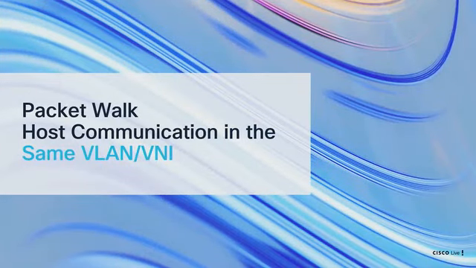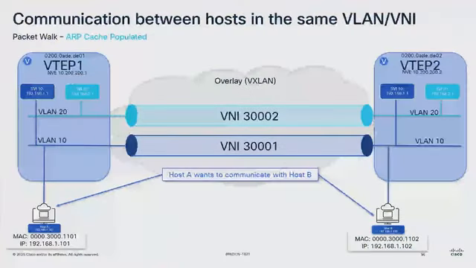So let's show how a packet walk works within the same VNI, the same VLAN. If you look at this drawing that I created, I'm just making the VTEP much bigger. And you can see here that I have two different VLANs, VLAN 10 and VLAN 20.